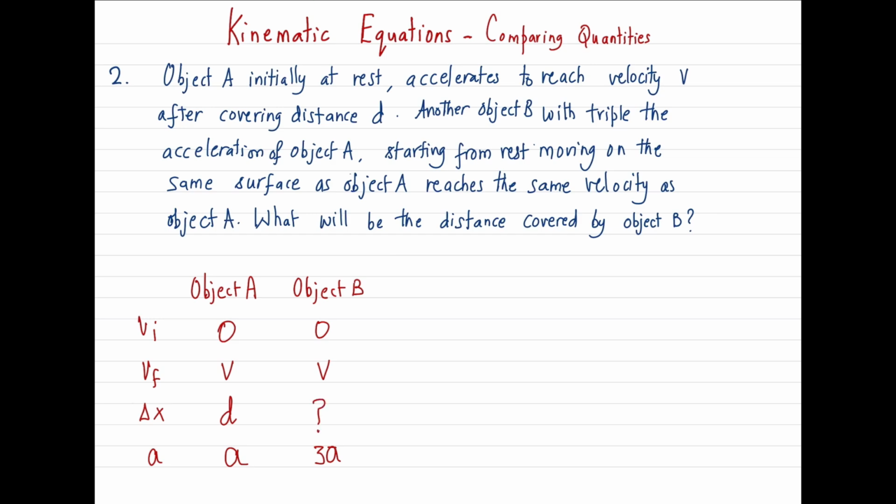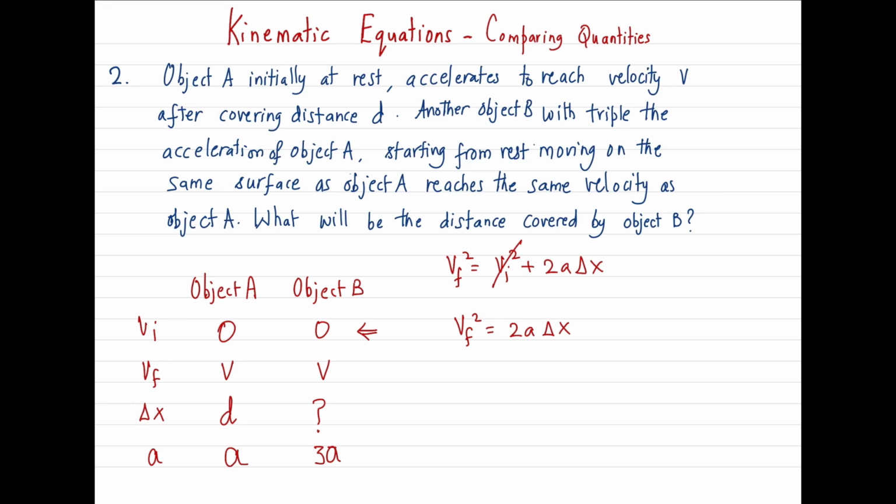and we want to find what will be the distance covered by object B. So as we did in the previous question, we will look at these terms, VI, VF, delta x, and A, and choose a kinematic equation which fits the situation. So here also, VF square equals VI square plus 2A delta x fits in, because all the terms can be seen in this equation. Now VI is 0, that means I can cancel this out. I'll get VF square equals 2A delta x.